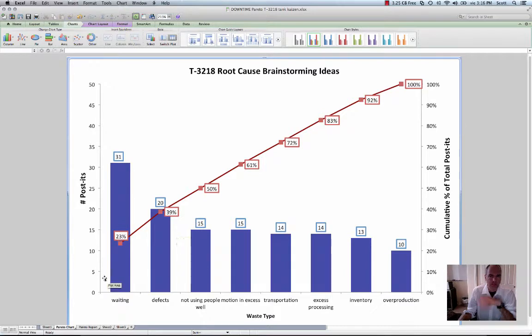So this doesn't necessarily mean this is the biggest cause of the problem. It just seems to be where most of the energy, or most of the causes from the team, came from and what category they fall under. So this will help you start to narrow the focus potentially.